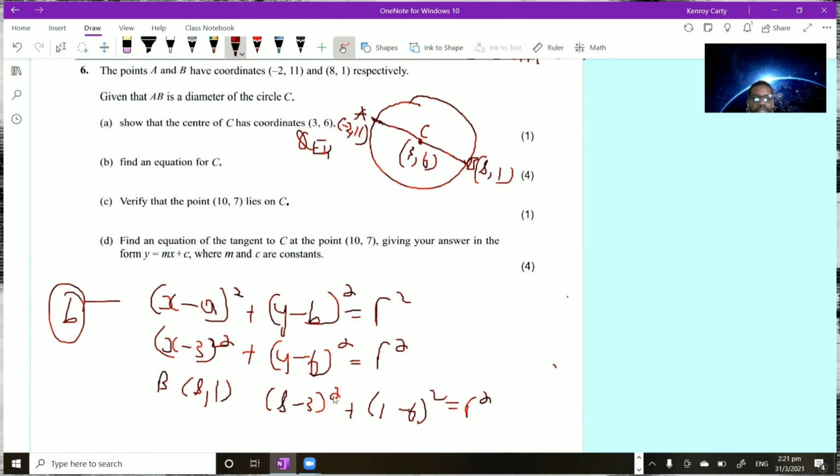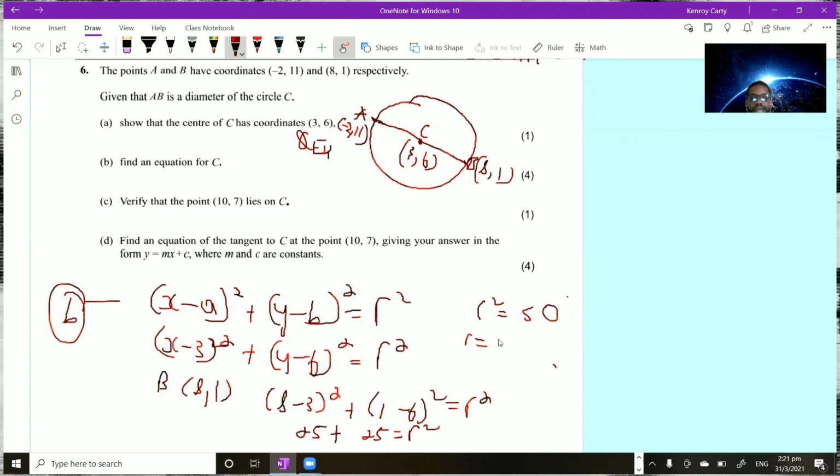Okay, 8 minus 3 is 5. 5 squared is 25. So I have 25 plus 1 minus 6 is -5. -5 squared is 25, equal r squared. So r squared is equal to 50, which means that r, eventually we don't need to find r really because we're going to come back and expand the thing.